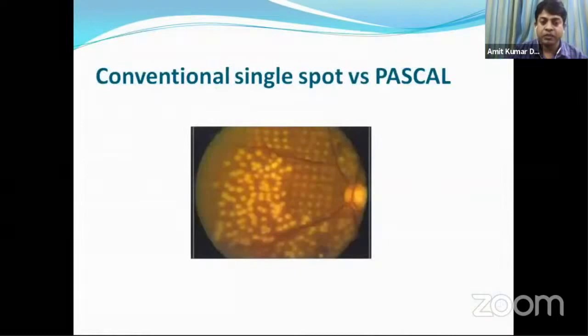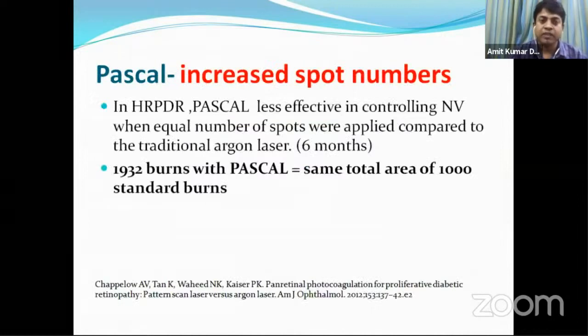So here is a picture showing the difference between conventional single spot laser and Pascal. On the right side you can see the Pascal laser spots, which are more uniform and homogeneous, whereas on the left side you can see heterogeneous and non-uniform laser marks from a single spot conventional laser. So is there any drawback for Pascal laser? Yes, the drawback is we need increased spot numbers in comparison to conventional single spot laser.